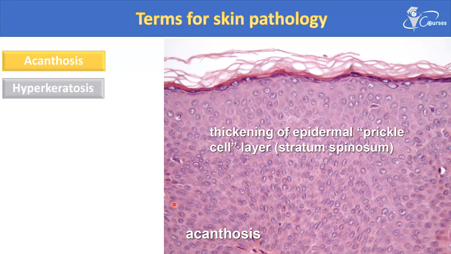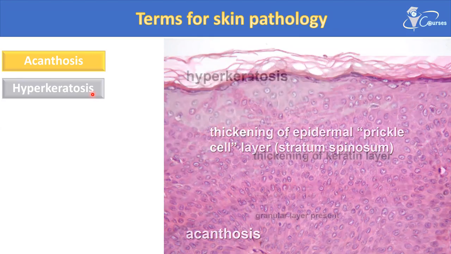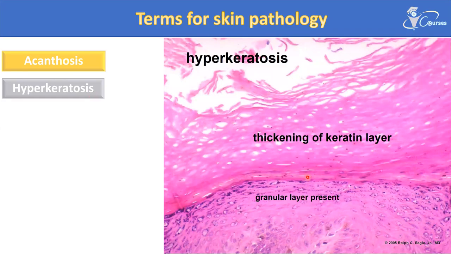The next term is called the hyperkeratosis. As the name implies, it means that there is an increase in thickness of the keratin layer. So you see, this is the granular layer, and all this huge eosinophilic material is the thickening of the keratin layer. So this also denotes hyperkeratotic lesions.